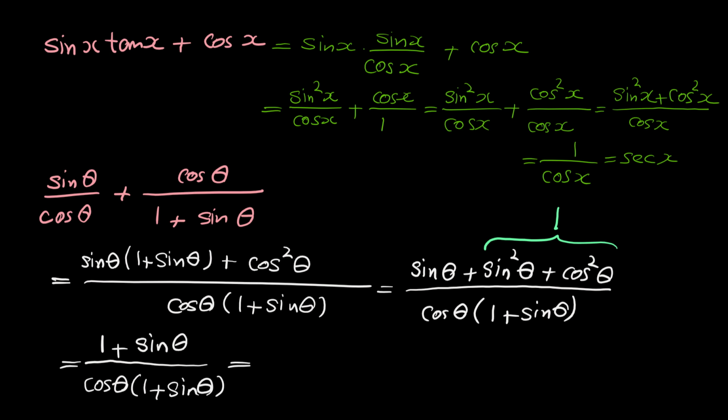Now look at the numerator. This is exactly this, so this completely cancels with this. So this can be written as 1 over cosine theta, which if you like, you can write as secant theta. And this is the final answer for this question.